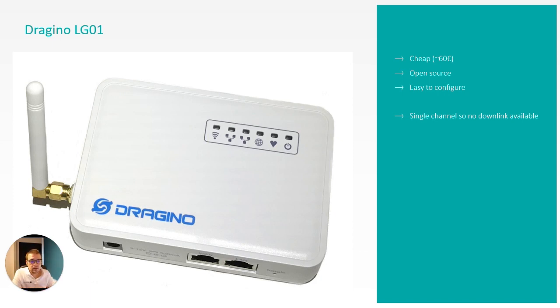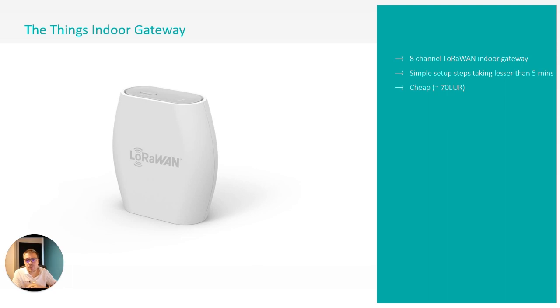that it's single channel and so no downlink is available. As an alternative, you could also use the new gateway made by the Things Industries called the Things Indoor Gateway. It's an 8-channel LoRaWAN indoor gateway. It has a very simple setup, taking less than 5 minutes, and it's also relatively cheap with a price tag of about €70.